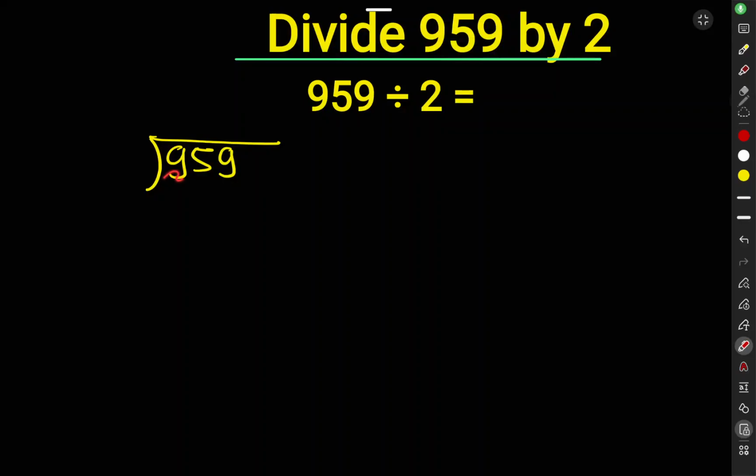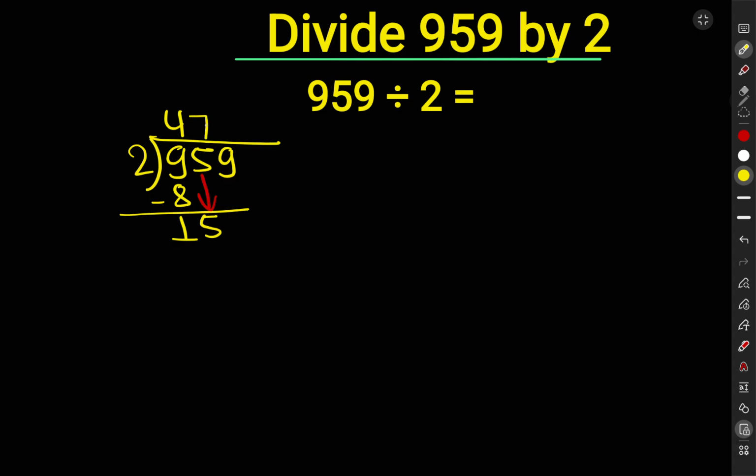We divide 959 by 2 in long division method. So 2 times 4 is 8. On subtracting we get 1. So now we put down this 5 and it is 15.